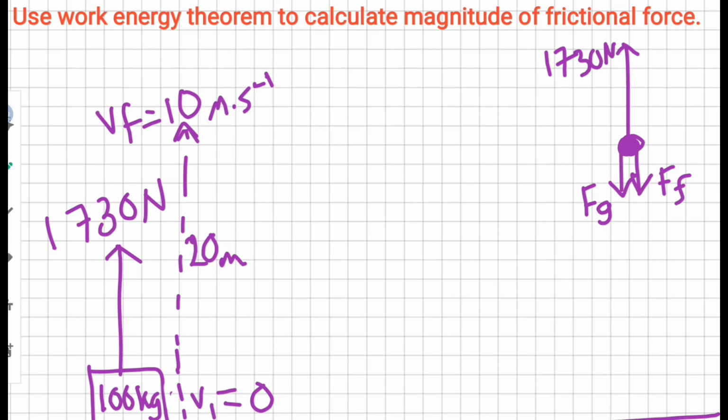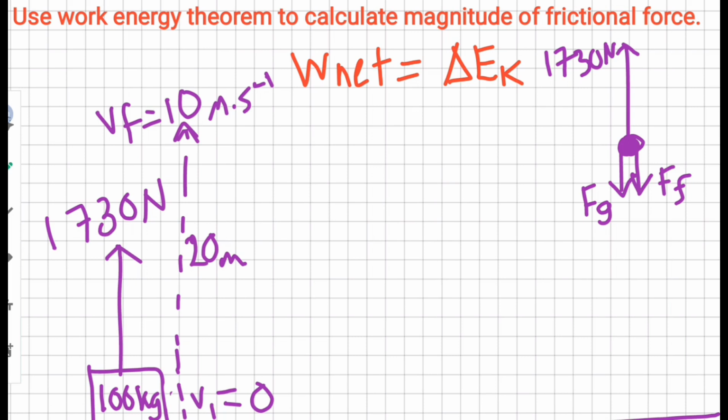The net work done will be a combination of the work done by the 1730 Newton force, the Fg, and the frictional force. So perhaps it might be worthwhile to calculate the work done by each of the forces and then use the Work-Energy Theorem. So we're going to use W net is equal to delta Ek. We can see the velocity values, so we can work out delta Ek. So let's work out the work done by gravity.